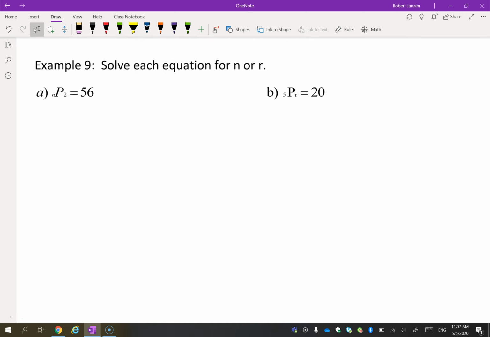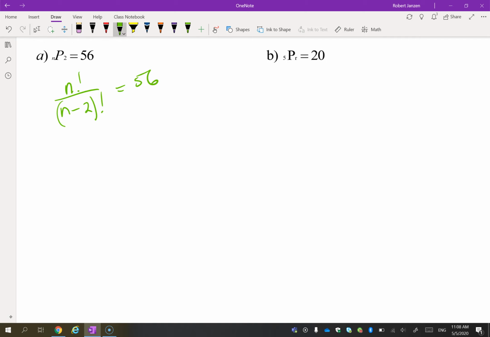Now, I see one of these questions pretty much every year on the exam. Solve each equation for n or for r. Well, you can't use a calculator here because you don't know what n is. So we're going to use the formula. n factorial over n minus 2 factorial is equal to 56. Okay? Now we can simplify this. Which one of these two is bigger? Is it n or n minus 2? Well, n. So I'm going to count down with this one, and there I get n minus 2.